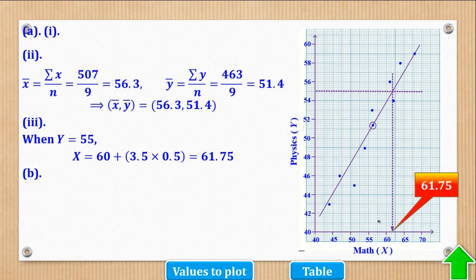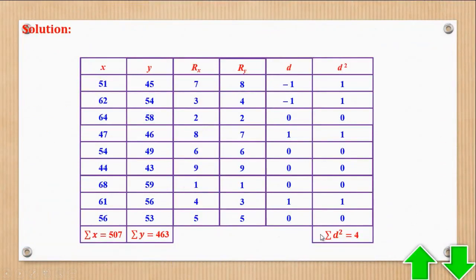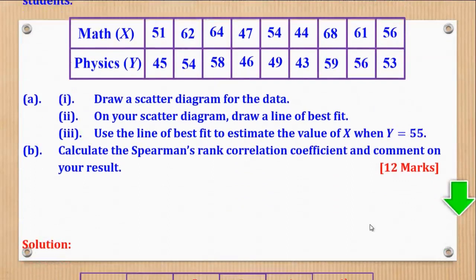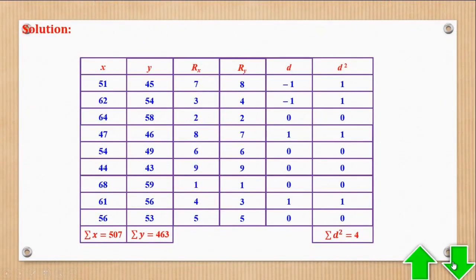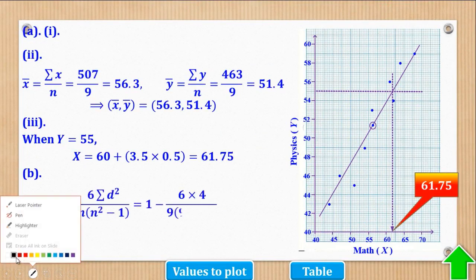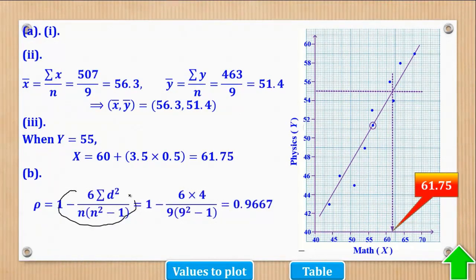That was part A. What about part B? Part B says calculate the Spearman's rank correlation coefficient and comment on your result. So you quote the formula and then substitute for d squared and for n and n squared. You will come up with 0.9667.